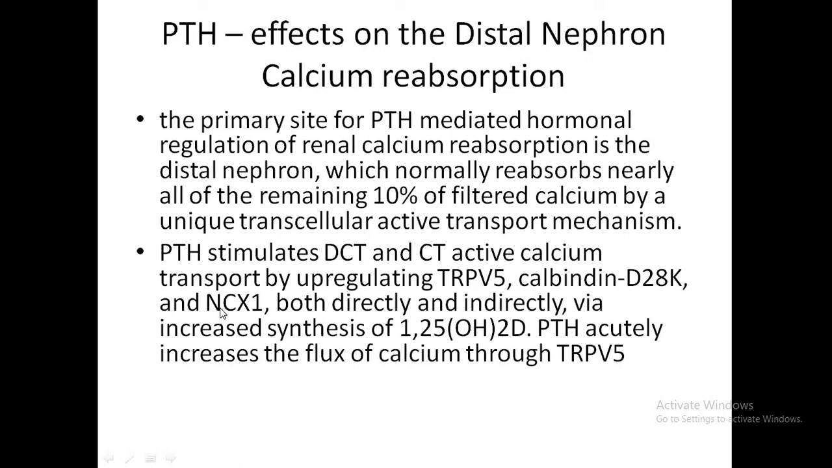calbindin, and NCX1 directly and indirectly, and there is also increased synthesis of 1,25 hydroxy vitamin D. So the main action is through TRPV5. It acutely increases the flux of calcium through TRPV5 through its increased recruitment and expression.